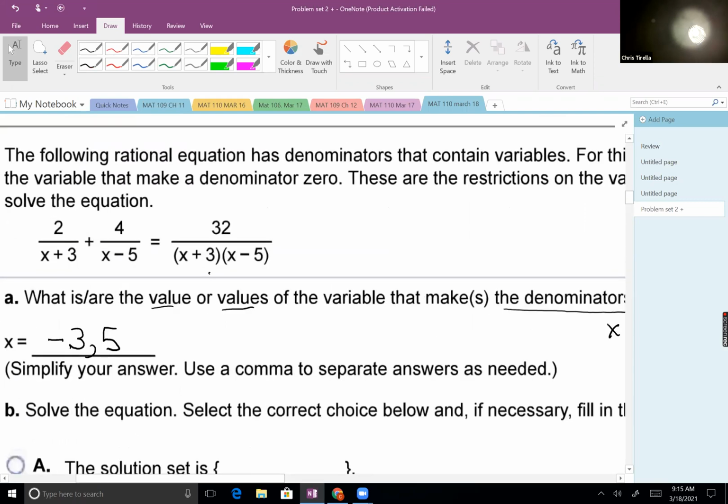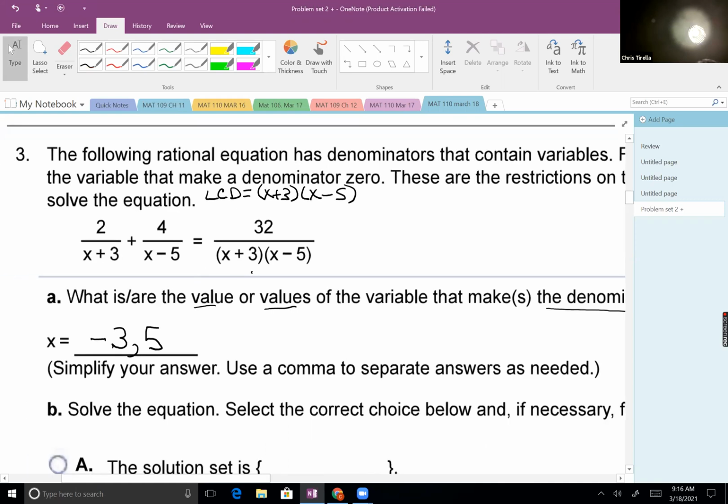Then to solve this equation, to find the solution set, what we want to do is, just like when we had numeric denominators, find the least common denominator. And let's see, for my least common denominator, from the first fraction, I need a factor of x plus 3. From the second denominator, I need a factor of x minus 5. From the third fraction, I have both of those factors. And so that'll be my common denominator.